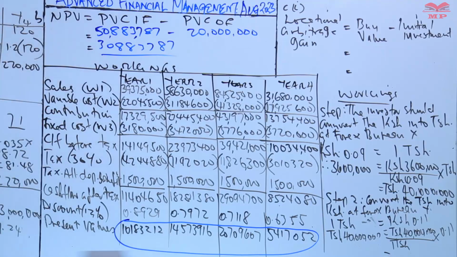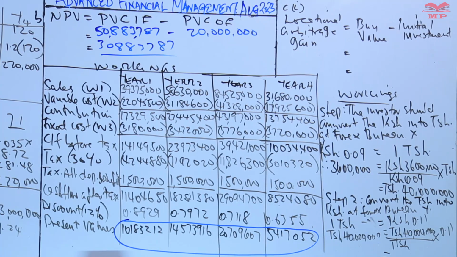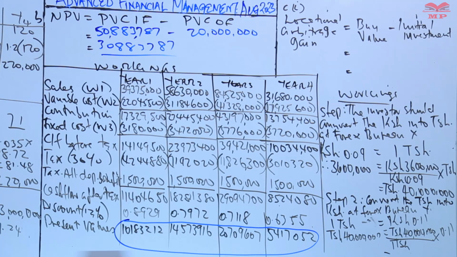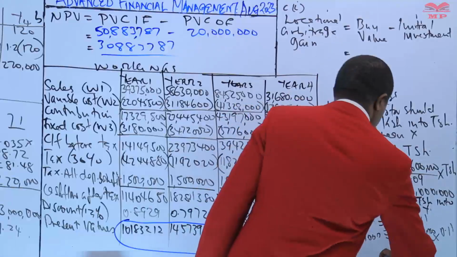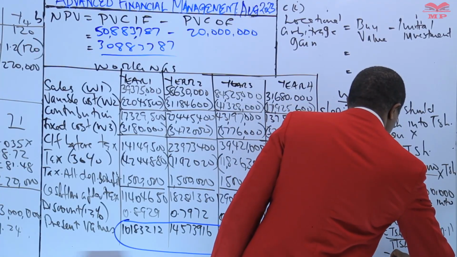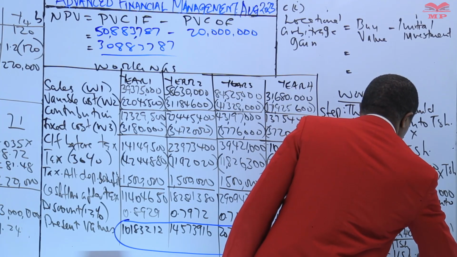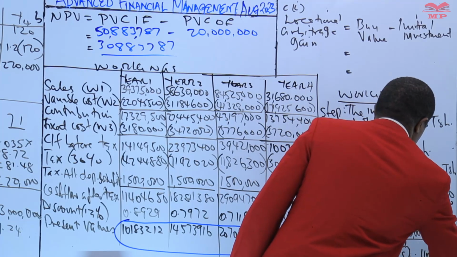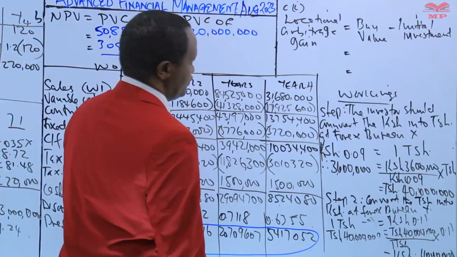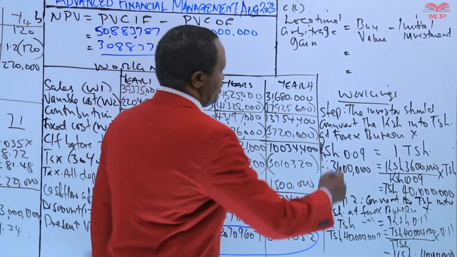So can someone do that? How much is it? Magdalene says 4 million Kenya shillings. 4 million. So the value here is 4 million.